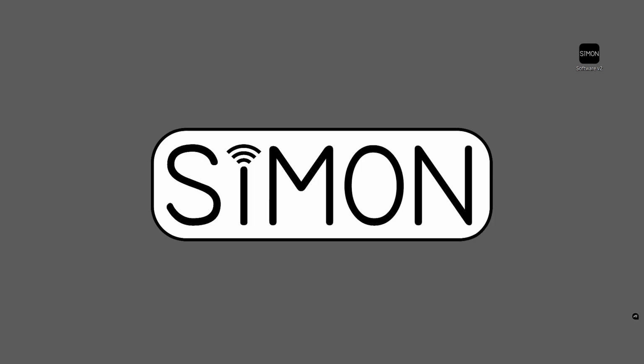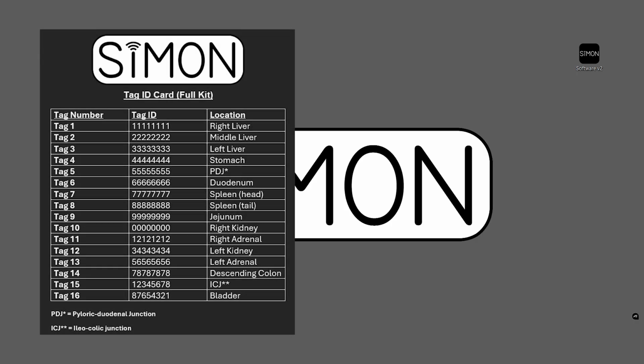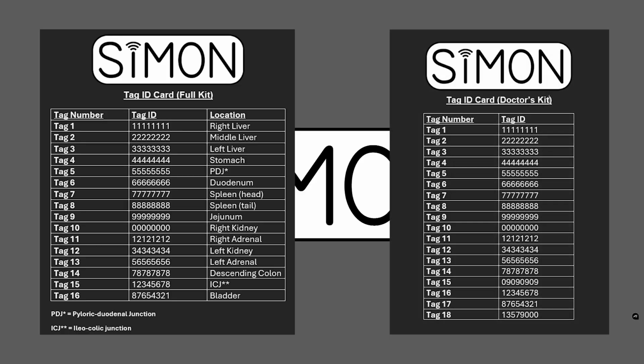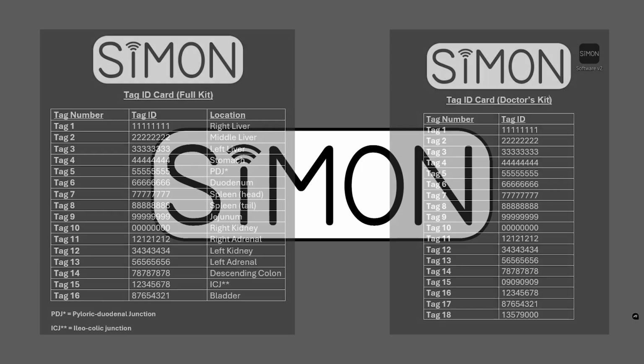Included in your kit is a tag ID card, which will be your guide for programming the simulator and organizing your videos. This card is necessary regardless of which kit you have purchased. If you are using the full kit, the tags will already be labeled for which organ they represent, such as spleen, liver, etc. However, if you are using the doctor's kit, you can decide for yourself what each tag represents. This tutorial will go over how to do both.